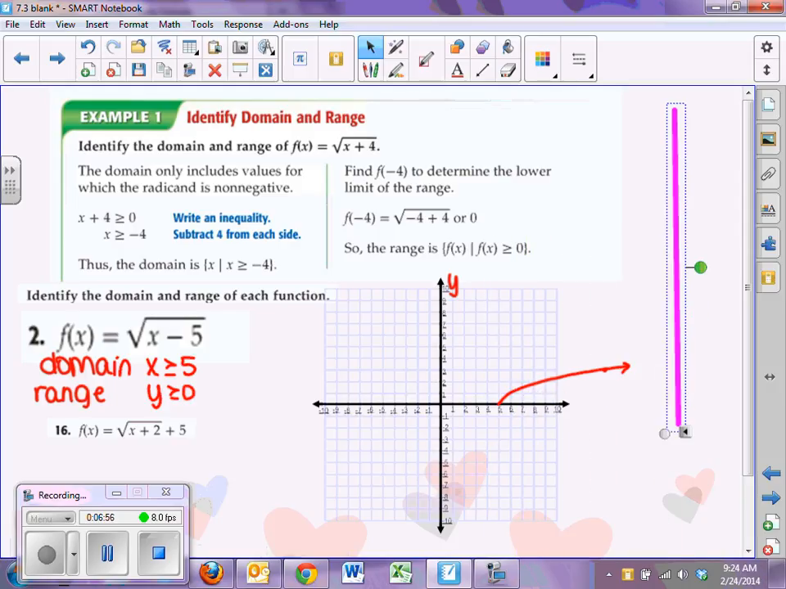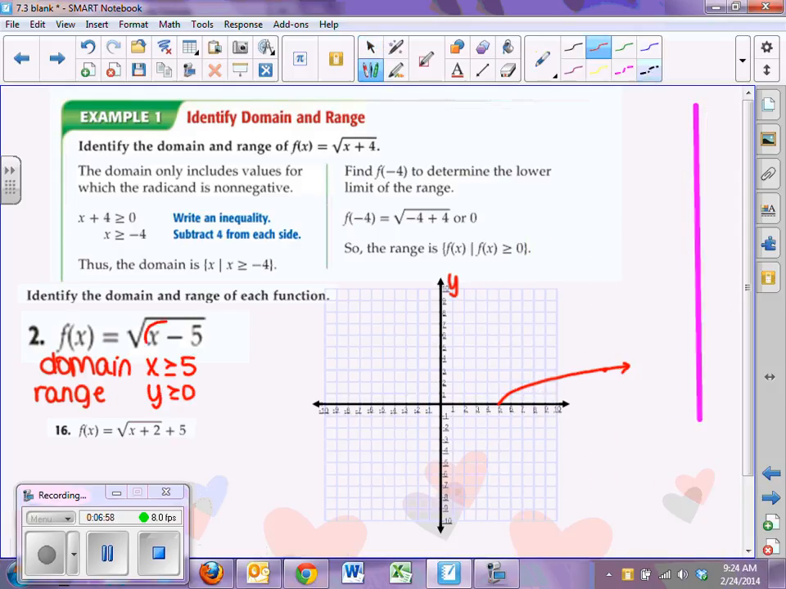Now how they showed you to do it is to say that whatever is inside the radical has to be bigger than or equal to 0. You can't have a negative number. So if you add 5 to both sides, you get that, and that's how they got the domain. And then for the range, what they did is plug in the 5 to find out what the y value would be. Let's look at 16.